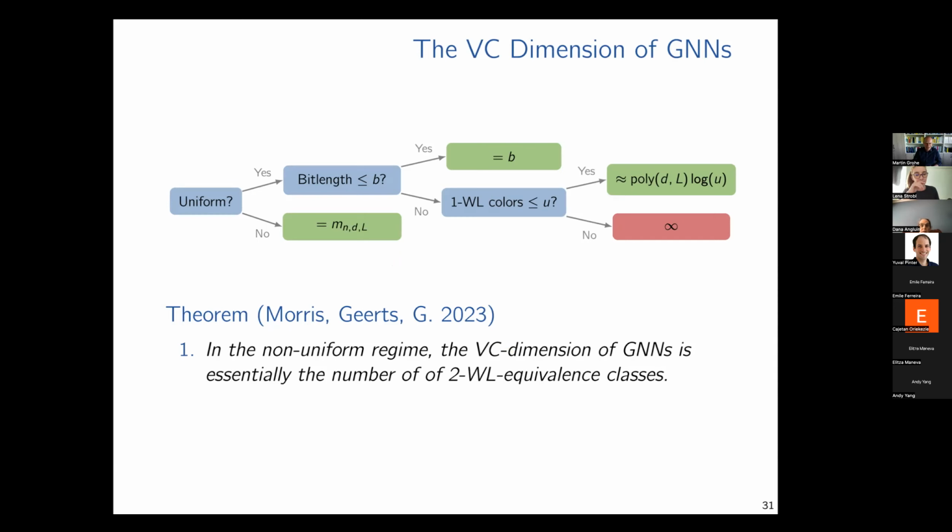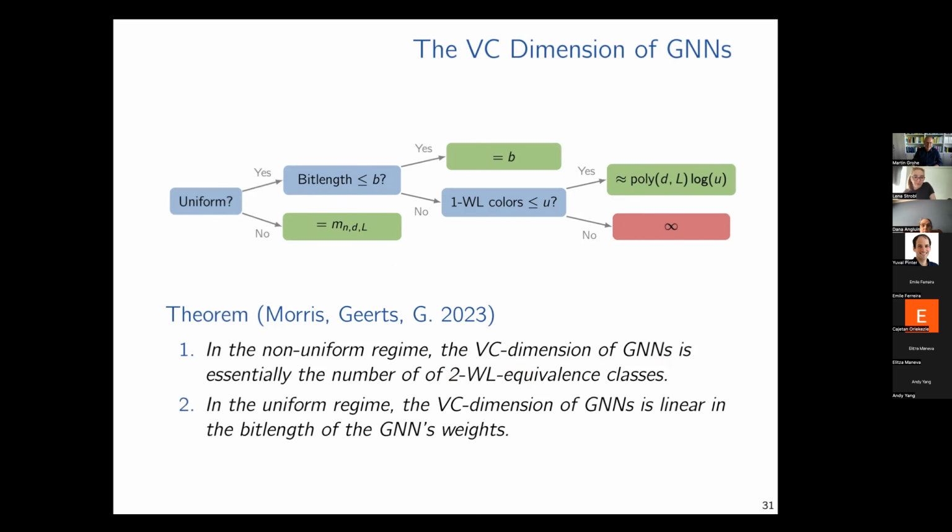And there the VC dimension of graph neural networks on Boolean functions on graphs is essentially the number of 1-WL equivalence classes. Okay, I don't know, the 2 is a typo. Okay, and if we look at the uniform model where the size of the graphs increases, there the VC dimension is linear in the bit length of the GNN's weights. Okay, that's the results we have there, and I don't want to get into this.